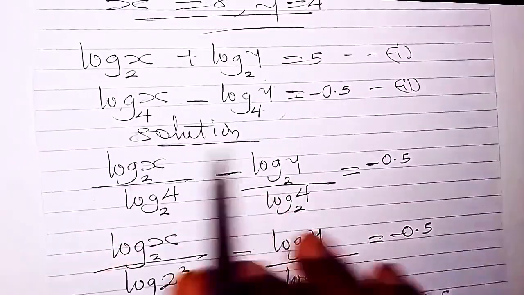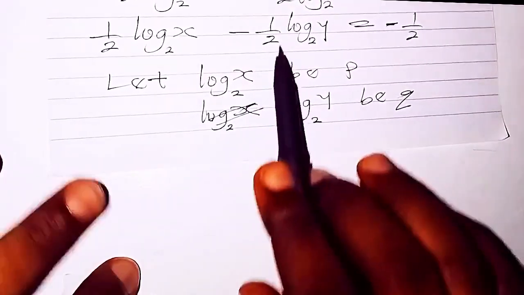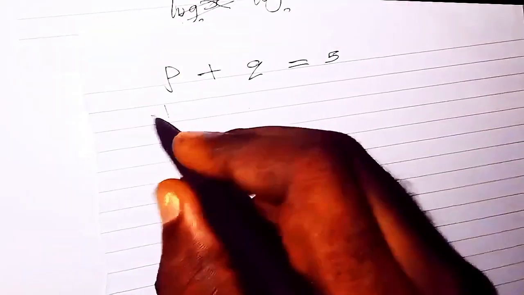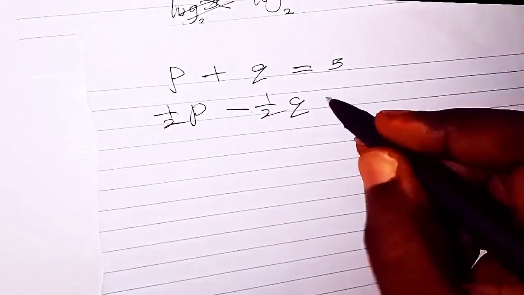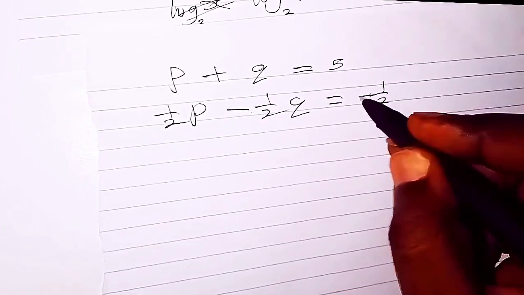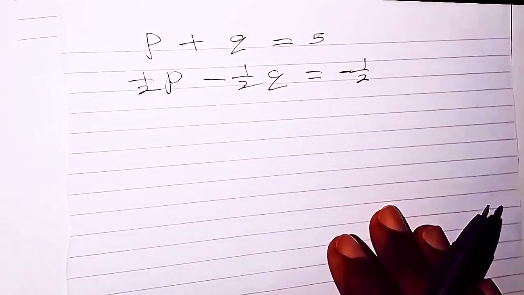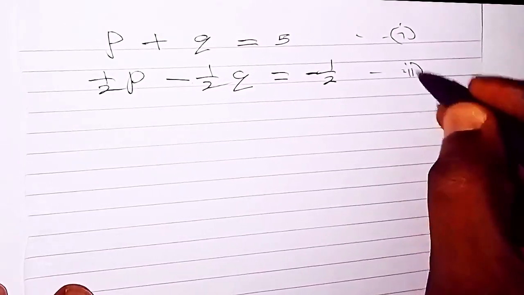And then now that we've sorted out this one to be half log x base 2 minus half log y base 2 equal to 1 minus 1 over 2, we're going to represent that with respect to p and q as well. And that's going to be 1 over 2p minus 1 over 2q equal to minus 1 over 2. So this is what we've actually got to solve simultaneously. And this is going to be equation 1 and equation 2.